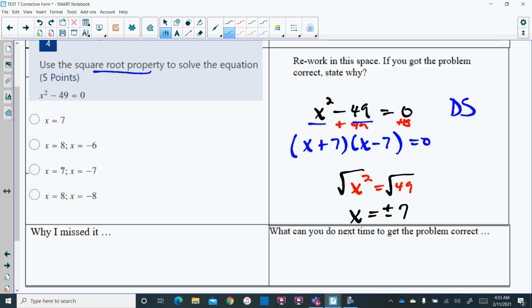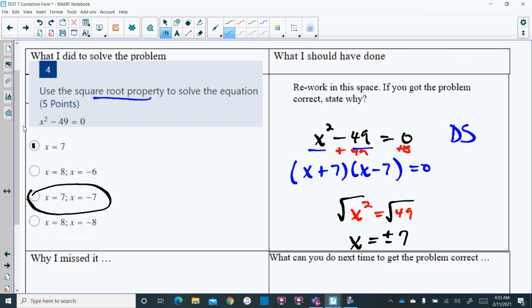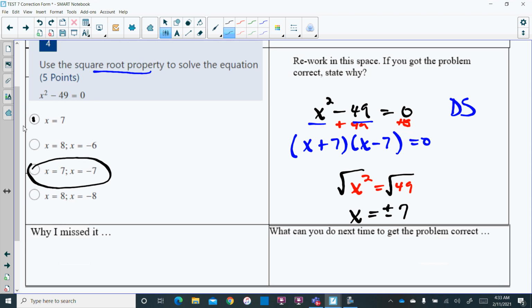So you had to give me both values, positive 7 and negative 7, to get full credit here. Some of you got partial credit because you got that plus 7, but it needs to be both. All right, so then make sure you tell me why you missed and what you're going to do next time.